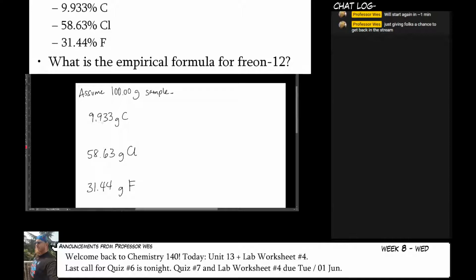Step 2, we're going to turn everything into moles. So we'll just do this. I'm going to turn grams of carbon into moles of carbon. I'll look up the molar mass. 1 mole of carbon is 12.01 grams. And I'll figure out the number of moles of carbon in my sample. So for this specific sample, I got 0.8271.